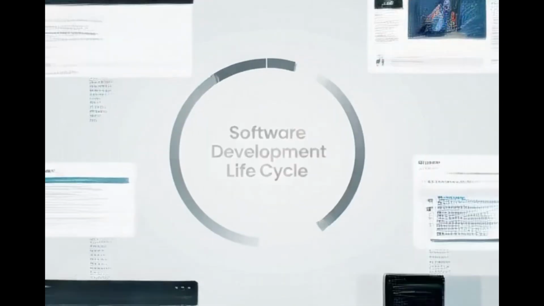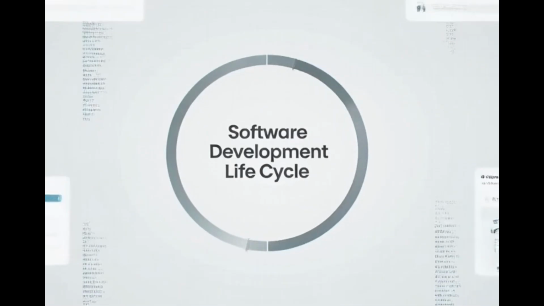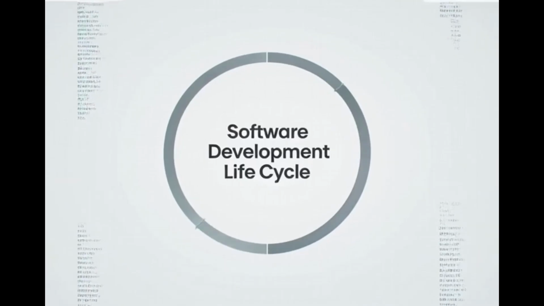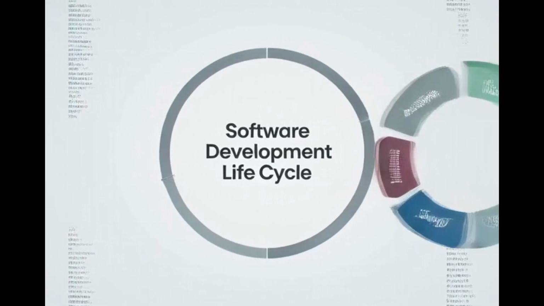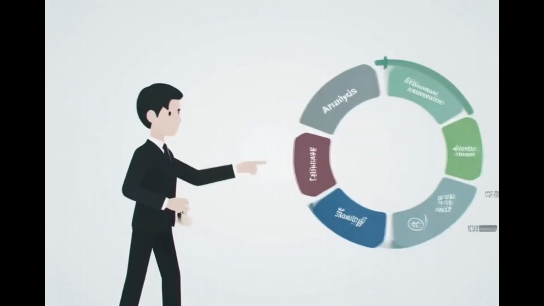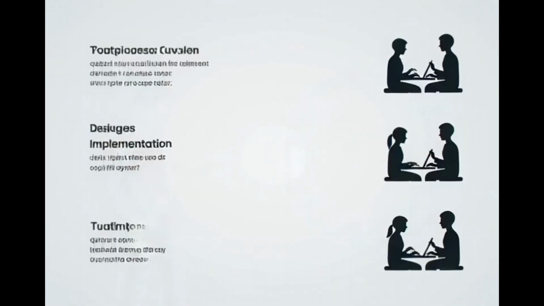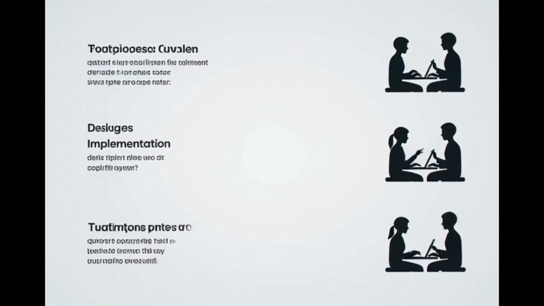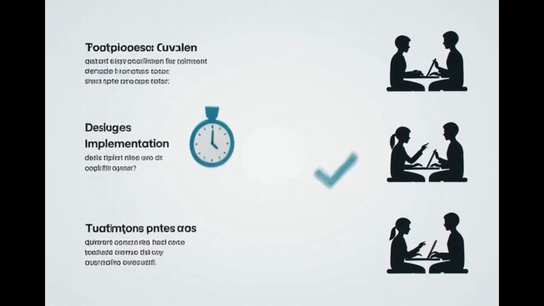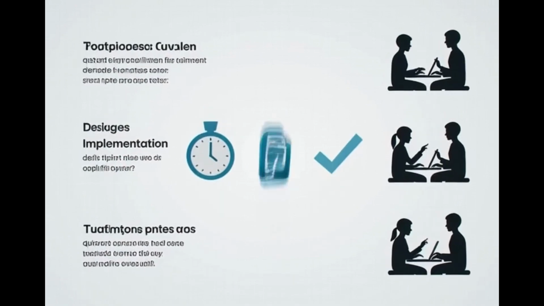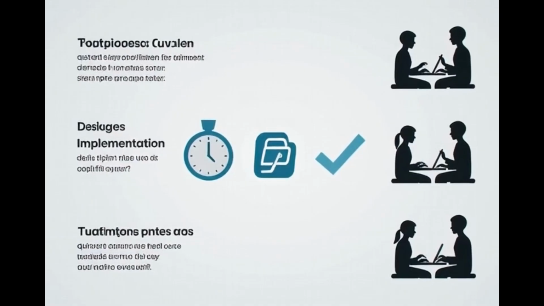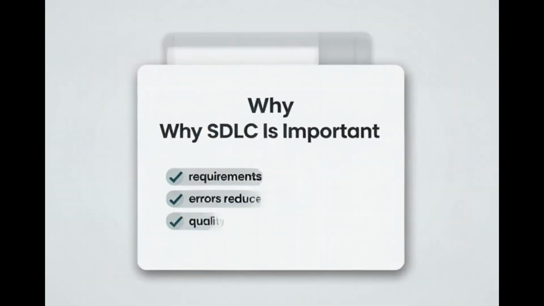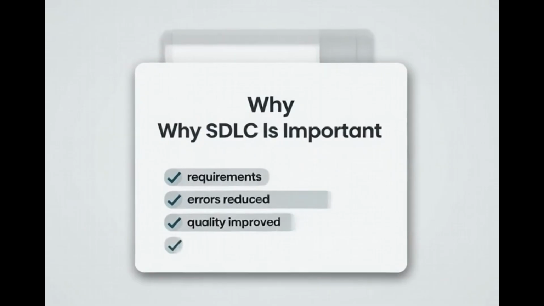Behind every successful software product is a structured process called SDLC. In this video, we will explain what SDLC is, why it matters, and its main phases. The software development life cycle is a systematic process used to design, build, test, and maintain software. It helps deliver software on time, within budget, and with high quality.